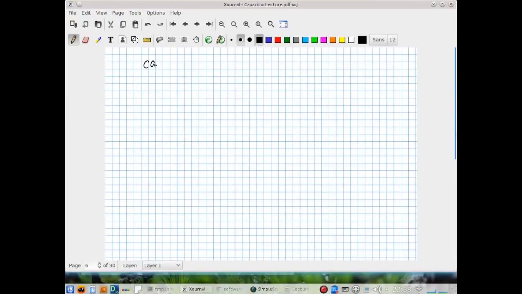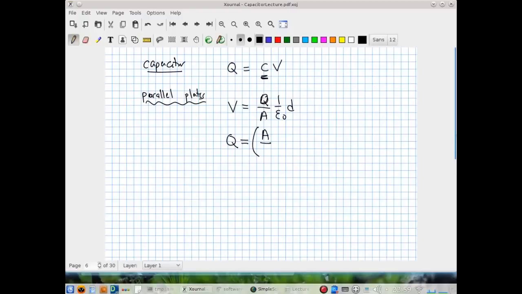So, armed with this definition, that for a capacitor there is this relationship between Q and V, we can go back to our parallel plates with area A and separation D, and we can very quickly tease out what the relationship is between Q and V. Specifically, we can figure out what the capacitance is for a parallel plate system like the one we've been looking at. Well, we have this equation, that V is equal to the charge divided by the area, 1 over epsilon naught, and D. And all we have to do is move a bunch of these numbers over to the other side of the equation and solve for Q. And what we find is that Q is equal to A over D, epsilon naught, multiplied by V.